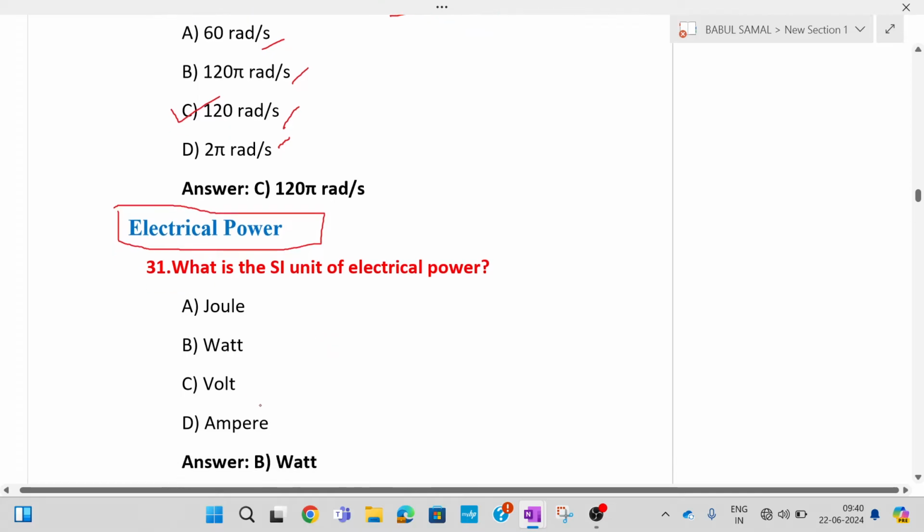So we know the power unit is watt, and the instrument used to measure electrical power is the wattmeter. Here the question asks for the SI unit of power, which is watt. Volt is the unit of potential difference, ampere is the unit of electric current, and joule is the unit of energy.